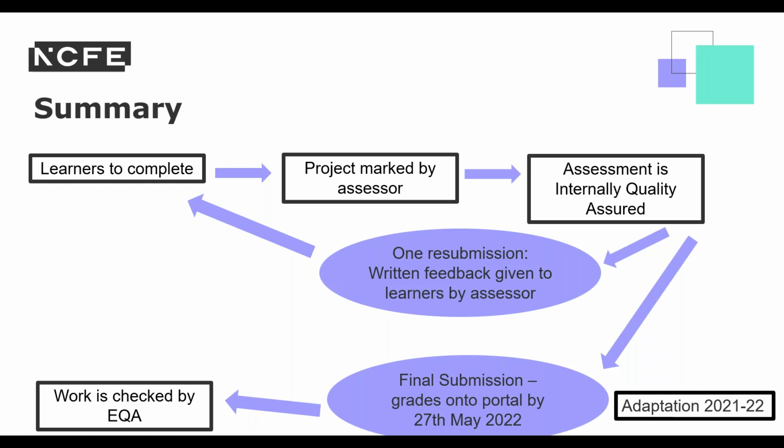And the final resubmission grades, if applicable, are to be submitted to NCFE via the portal by the 27th of May of this year. The EQA review deadline is before the 31st of July this year, and that's to allow results to be confirmed by the end of July for performance tables. The EQA will then check the work and either agree the grading decision or reject the grading decisions.